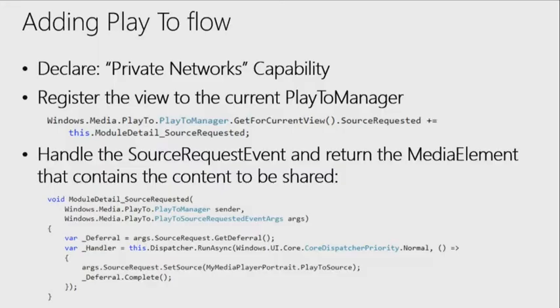Anyway, register the view. So once we've turned around and said, okay, we want to be able to render content remotely, we need to turn around and say, let's get the Play To manager for the current view. We then subscribe to the source requested event. So again, there's an inversion of control in all of these contracts in reality.